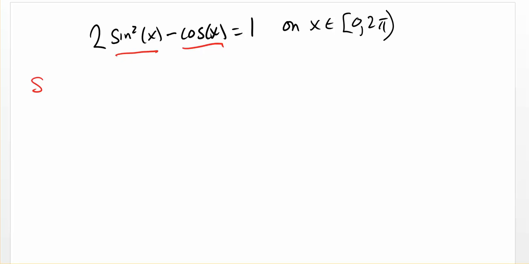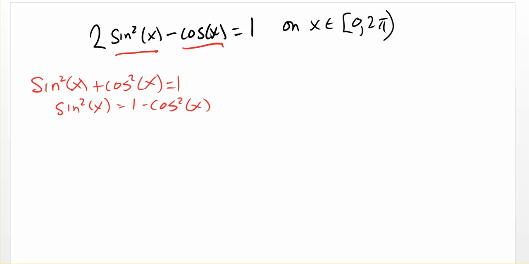Now, the trig identity that should come to mind first, pretty much always, is sine squared plus cosine squared of x is equal to 1. And we can solve for sine squared by subtracting cosine squared of x from both sides. And we get sine squared of x is equal to 1 minus cosine squared of x. And now we can take this and plug it into the equation where the sine squared is.